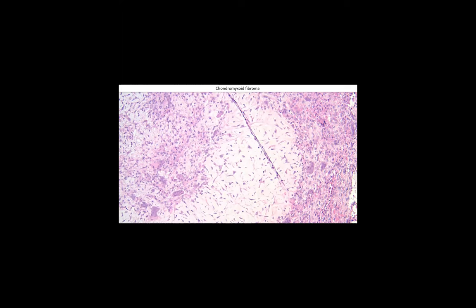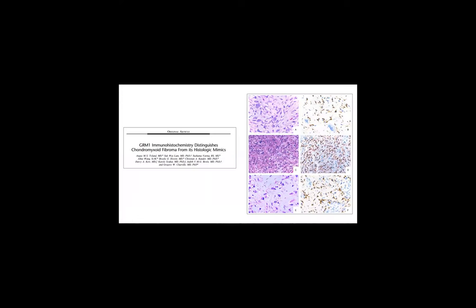In the paucicellular zones, we have these stellate cells, and then they're bordered by these more cellular areas with giant cells. Recently, we've found that GRM1 immunohistochemistry helps to make the diagnosis of chondromyxoid fibroma. Again, you don't always need this stain, but in some situations where the radiology might not fit perfectly, this can be a helpful ancillary study.